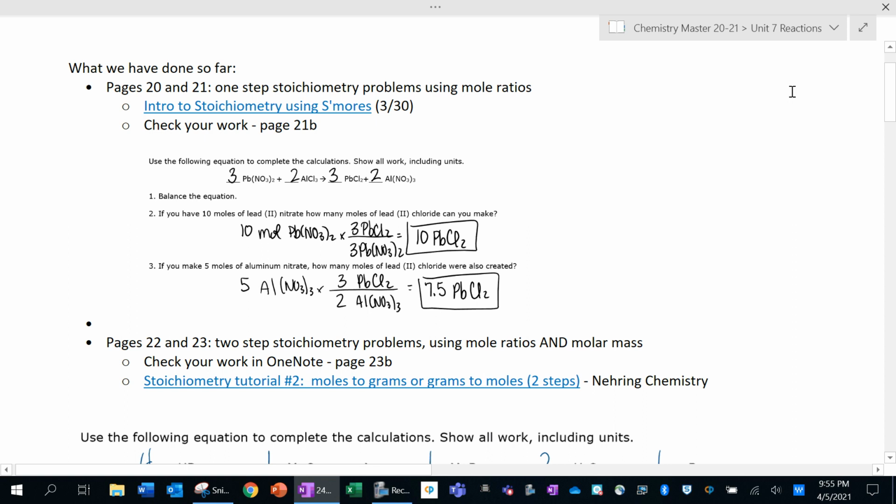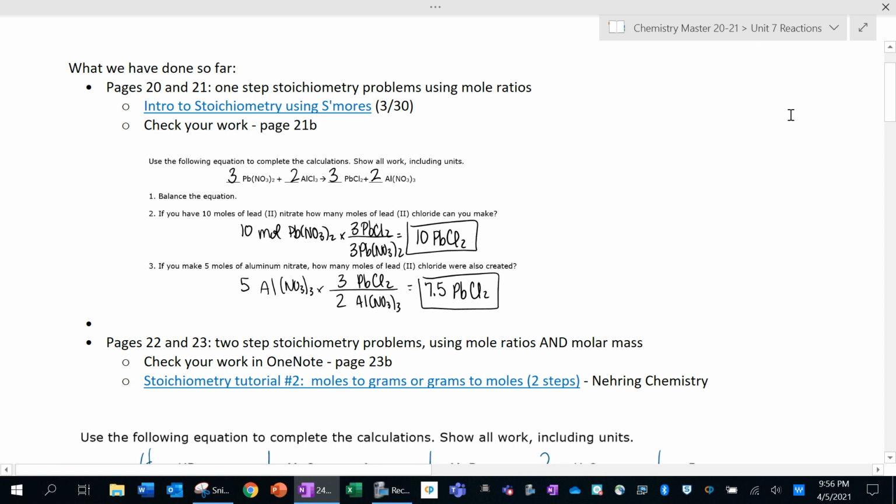We talked about chemical reactions being kind of like recipes that tell us the ratios of amounts of reactants we need to make a certain amount of product. Then we can use these ratios to do some calculations. For example, if we want to react 10 moles of lead nitrate, we could figure out how many moles of lead chloride could be made. Or if we wanted to make 5 moles of aluminum nitrate, we could figure out how many moles of lead chloride would also be created.